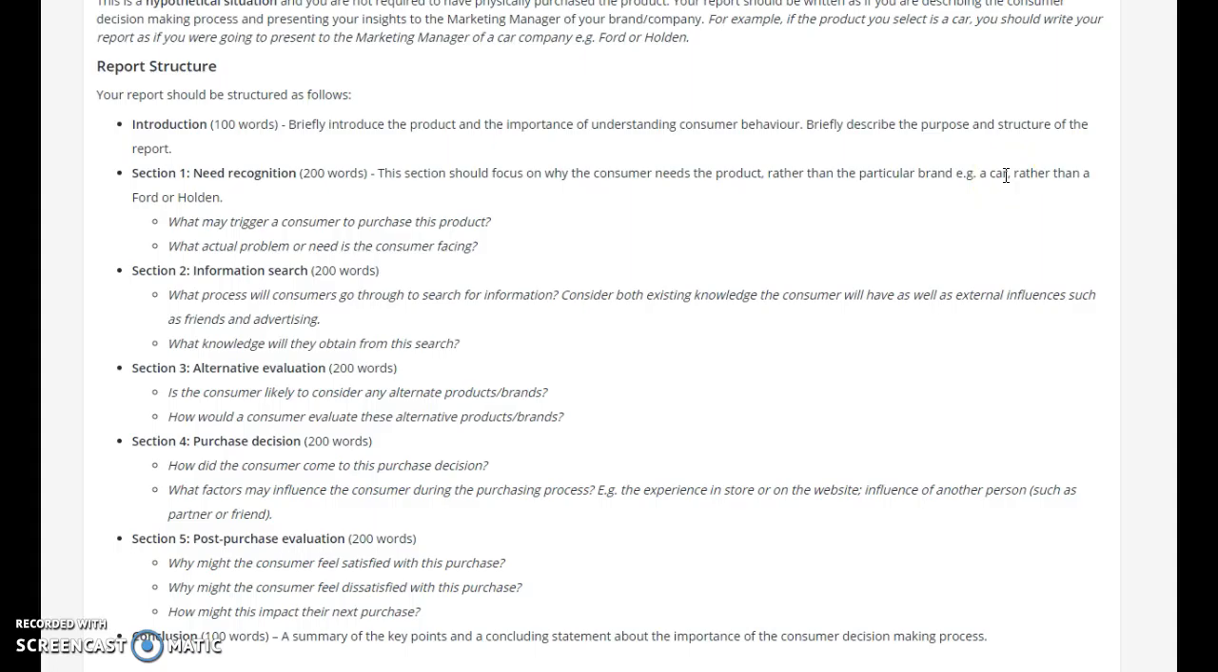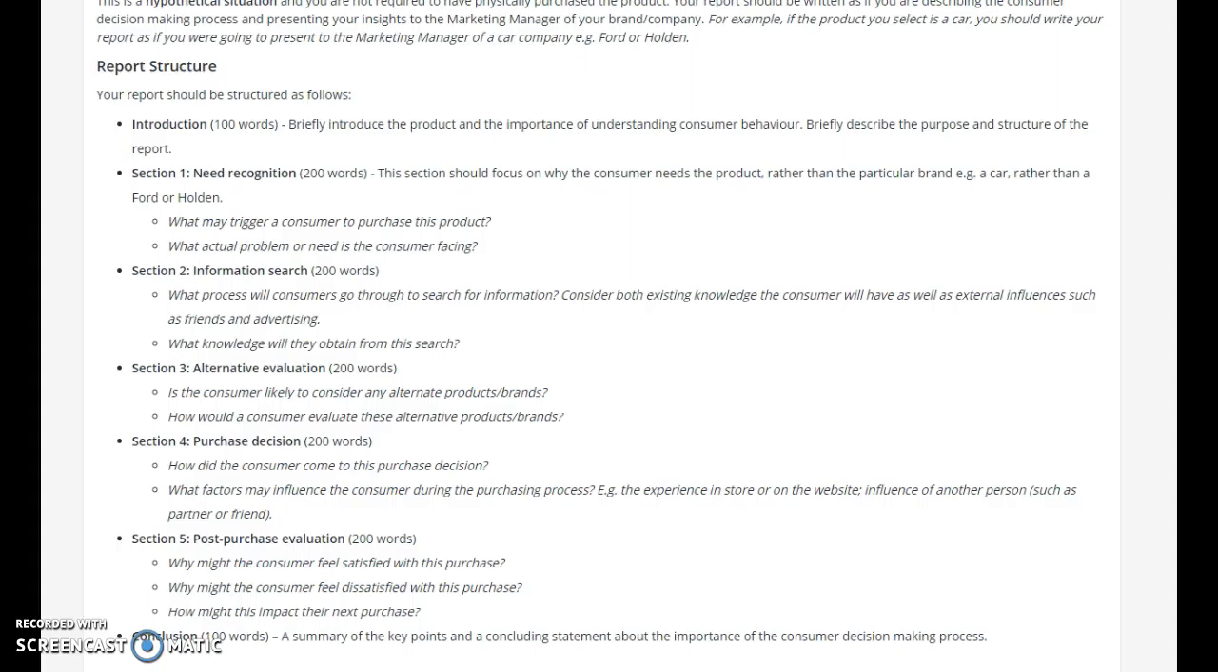Okay, so a lot of people fell down and used up a lot of their words when they actually just went on to describe what the product was and why a person would need that particular product, or they focused on just why they needed that product. But what the question is actually asking is what may trigger a consumer to purchase this product. So in this case, when you're looking to answer this particular question, what may trigger a consumer to purchase this product, think about linking it to one specific theory and tying that into that one.